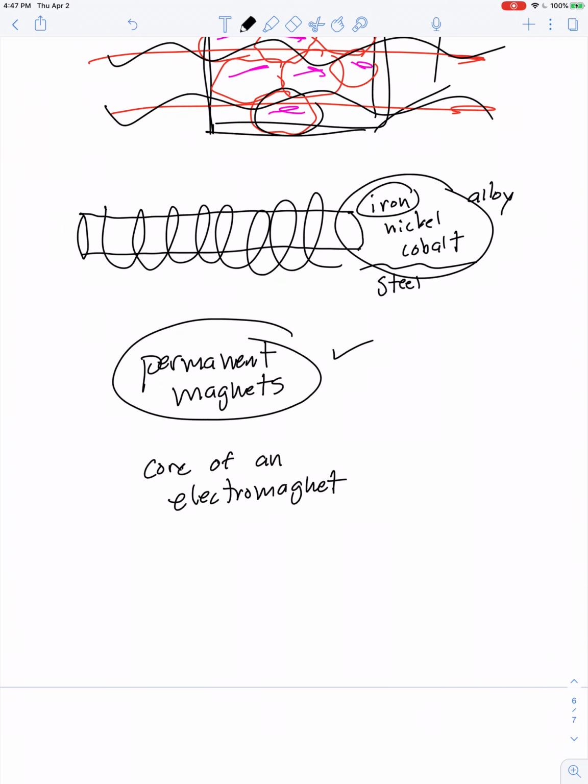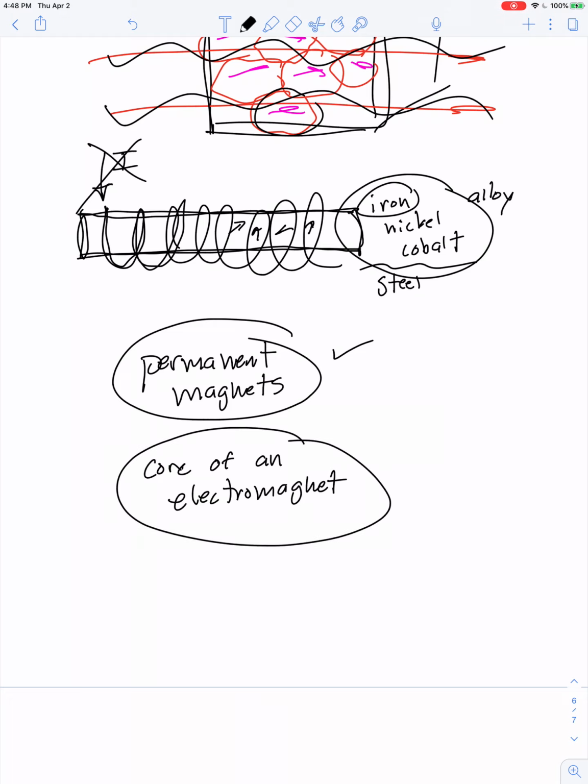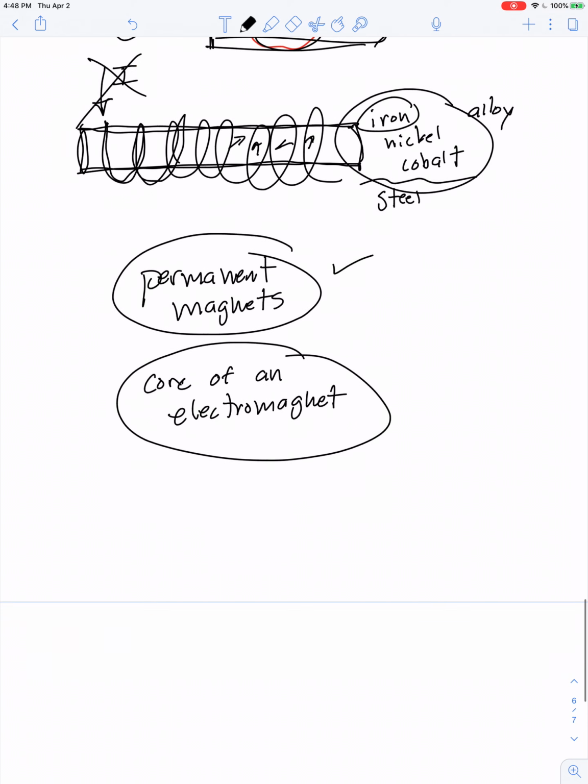That would make for a good permanent magnet, like the sort of thing you might stick to your refrigerator to hold something in place. However, when it comes to an electromagnet, I want to magnetize this steel core or iron core when the current is flowing. But as soon as I turn that current off, I would like it if all the magnetic domains went back to a random orientation.